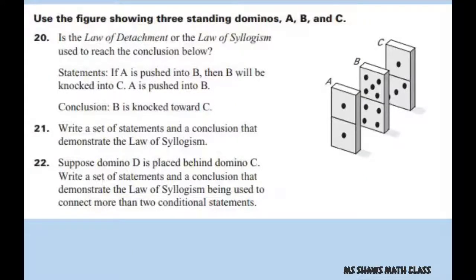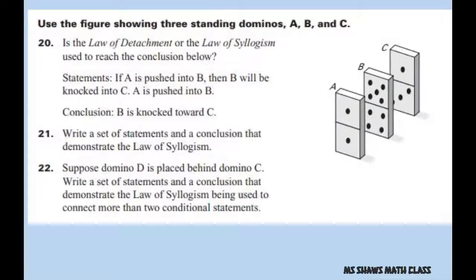Hey everyone, we're going to use the figure showing three standing dominoes A, B, and C, and we're going to determine if we're using the law of detachment or law of syllogism. Then we're going to write a statement. We're going to use the law of syllogism to write a set of statements and a conclusion. And then we're also going to use the law of syllogism again to connect more than two conditional statements.